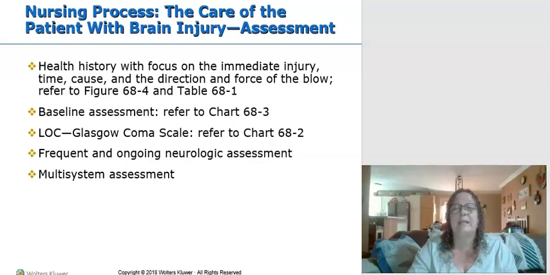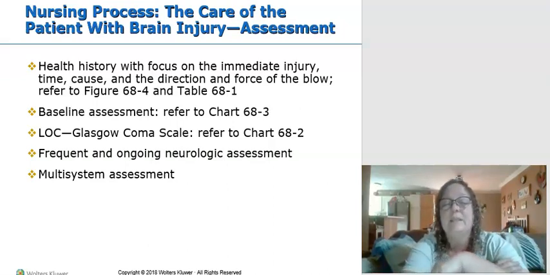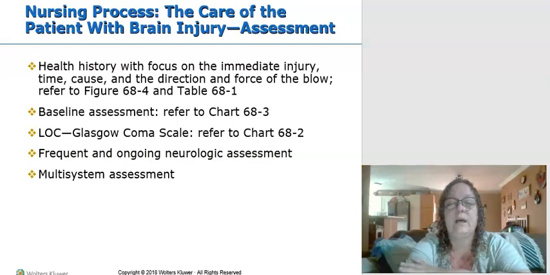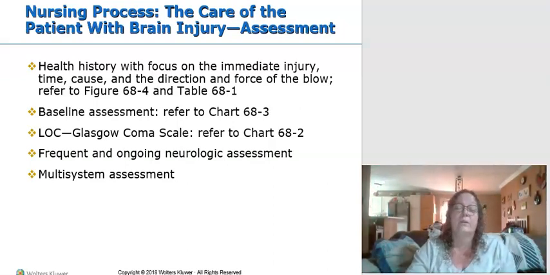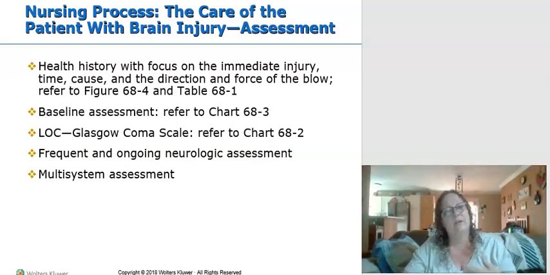So we'll do a baseline assessment. Look at your figures, figure 68.4 in your book, and table 68.1 will tell you more about the health history. For your baseline assessment, go to 68.3. If we suspect a stroke, remember we'll do the NIHSS. We'll use the Glasgow Coma Scale for assessing level of consciousness. We want to do frequent and ongoing neurological assessments for early detection of any changes in cerebral pressure or neurological function. And then a multi-system assessment.